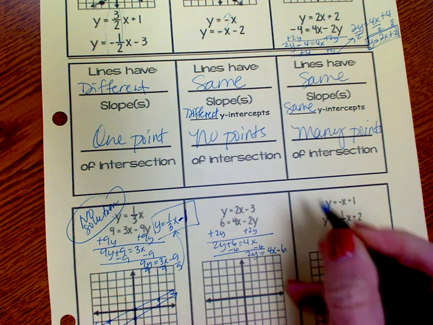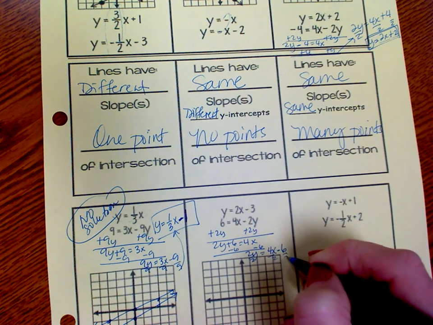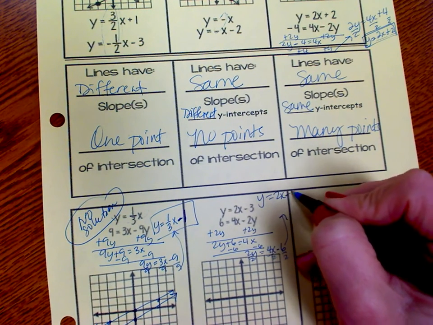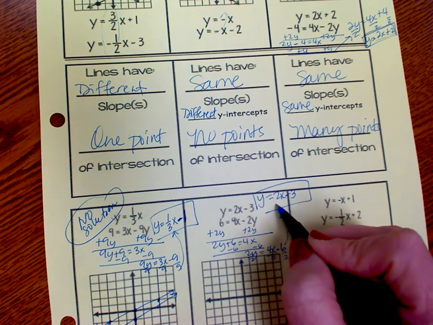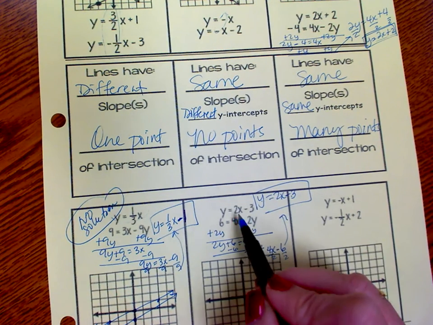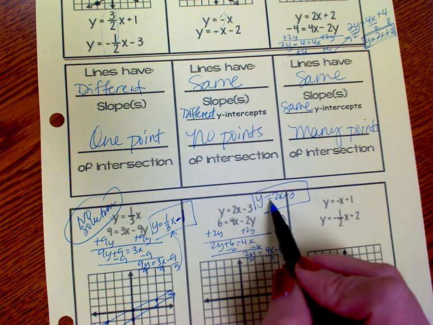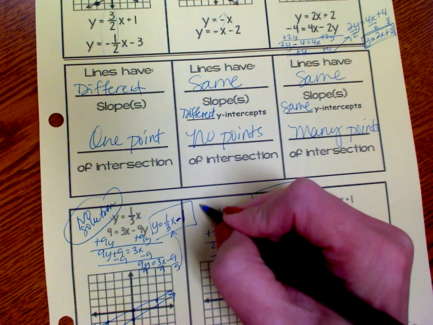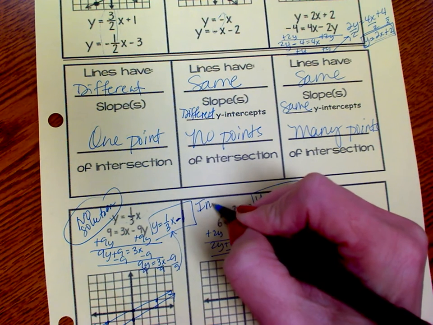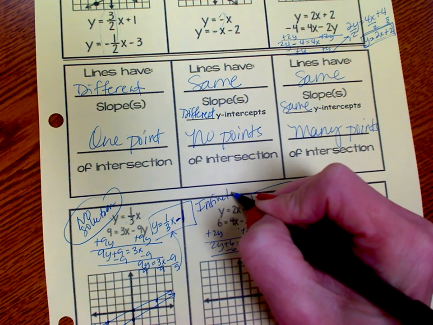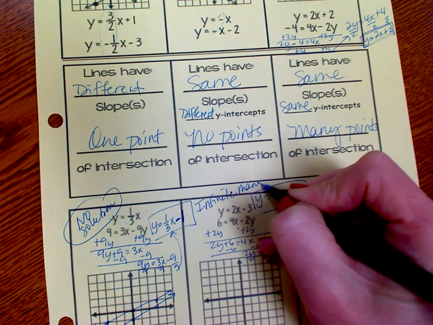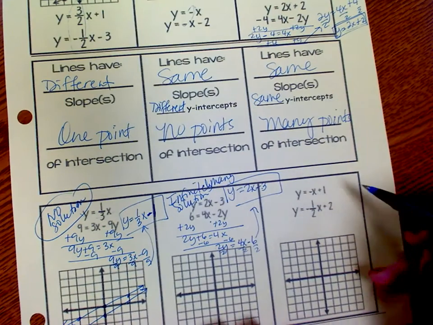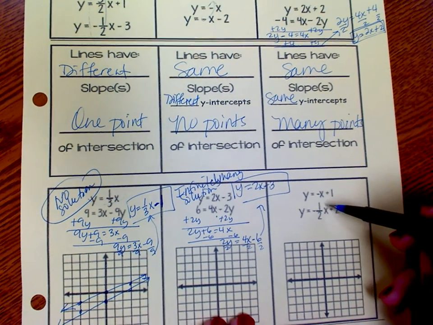And this was a little tight in room, sorry about that. Divide each term by 2, so you end up with y equals 2x minus 3. Okay, so this is our second equation, y equals 2x minus 3. Our first equation was y equals 2x minus 3. Same exact equation. But right away, you can't tell that by just looking at the way they're written. So that's going to be infinitely many solutions or infinite solutions, either one.